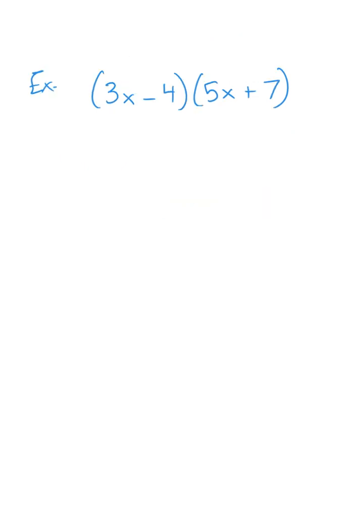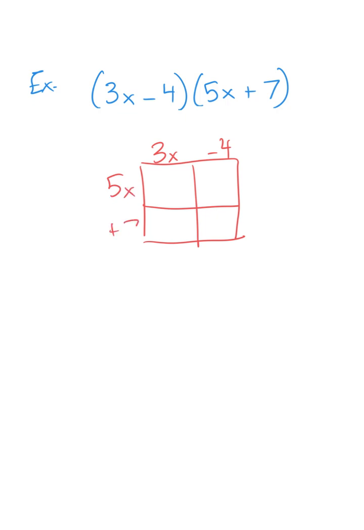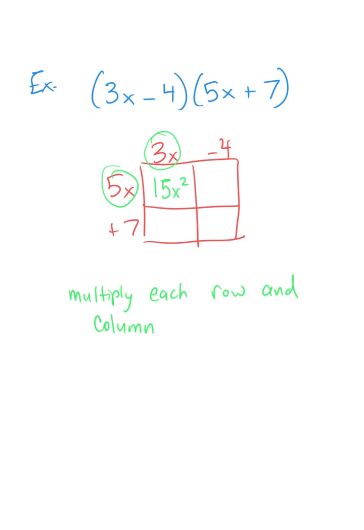Now, this one, and again, any like this, I love using the box method. I understand not everybody enjoys this. However, if you are struggling with this math of any kind, the box method can save you time, save you frustration, because it organizes the work for you. So the deal with the box method is you're going to multiply each row and column. Okay, so when I do that, I'm taking this 3x times 5x to go here, which is a 15x squared.